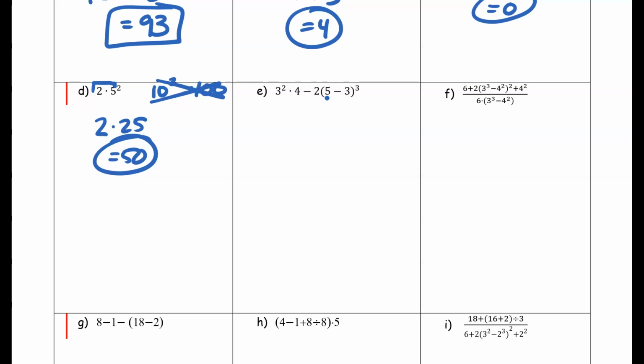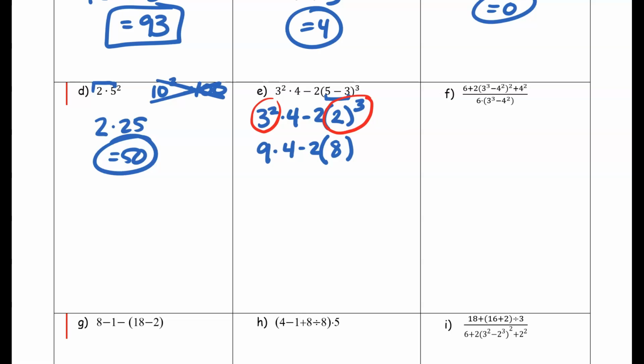So for this one, I look for parentheses first. So 3 squared times 4 minus 2 times 5 minus 3 is 2. Now I'm going to do my exponents. So I've got an exponent there and an exponent here, and you could actually do those at the same time. So 3 squared is 9. 2 cubed, 2 times 2 times 2, is 8.